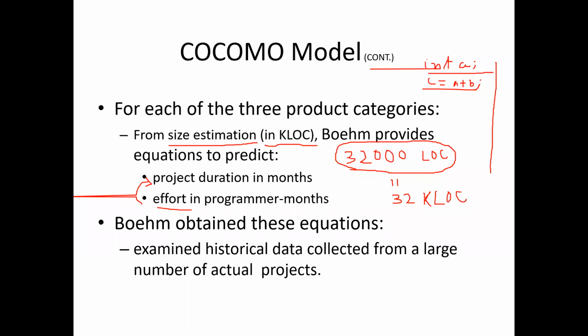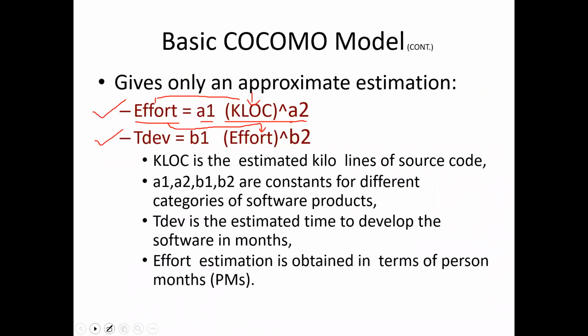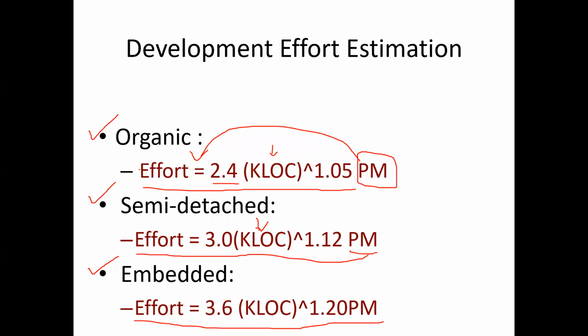If you have written 1000 LOC, 1000 lines of code, then it is 1 KLOC. If you have written 2000 lines of code, that is 2 KLOC. If you have written 3000 lines of code, that is 3 KLOC. So what is size? A line of code is your input, and according to it, first you have to change it into kilo line of code, and then calculate the effort. For effort, according to the formula, there are 3 formulas: one for organic, one for semi-detached, one for embedded.